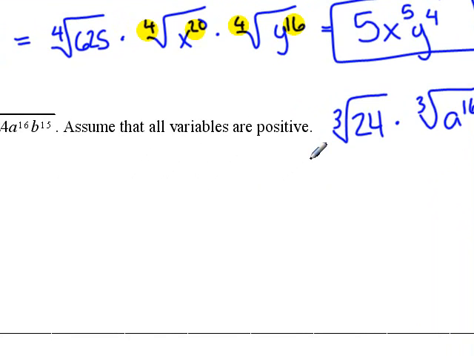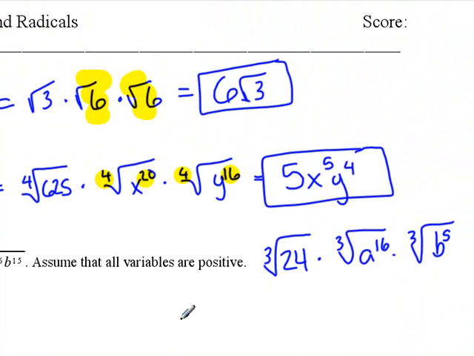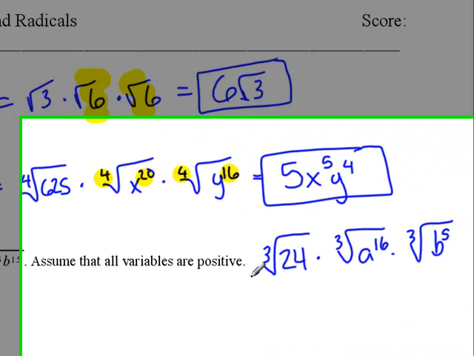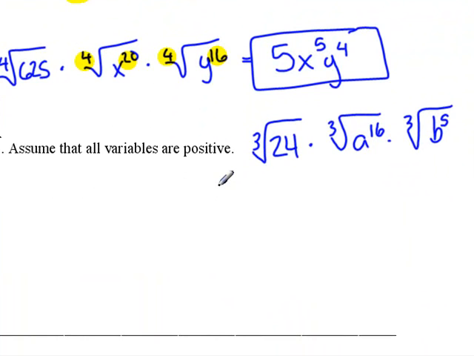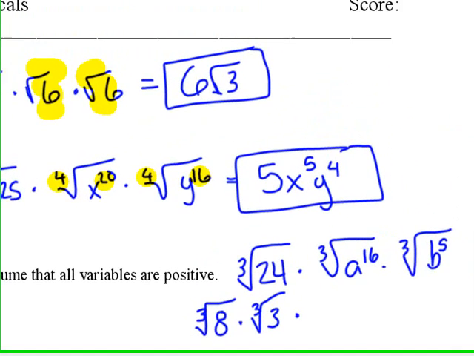The cube root of 24, well, that's not a perfect cube, so I've got to break it apart. I know that 24 I can get what? 1 and 24, 2 and 12, 3 and 8. 3 and 8 is a good choice because the cube root of 8 is 2. That's a perfect cube. So 24 is the same as 8 times 3. So we'll start there with the 24.